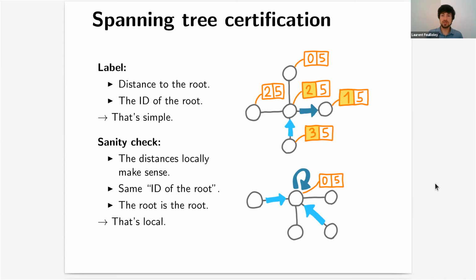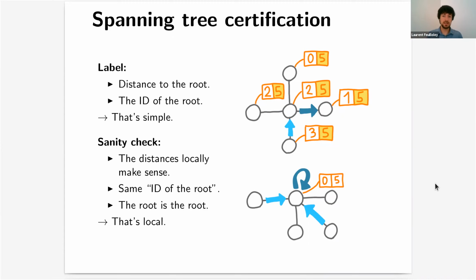The second sanity check, which is even easier, is just to check that everybody has been given the same ID for the root. If you're in a proper directed spanning tree, there is just one root, and so everybody should believe that the root has the same ID. So, for example, here everybody believes that the ID of the root is 5.